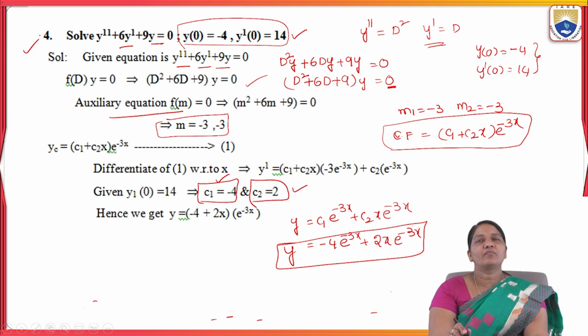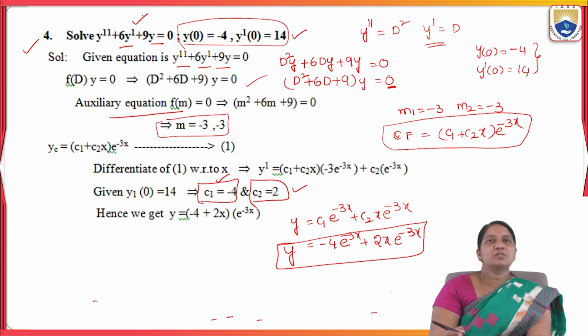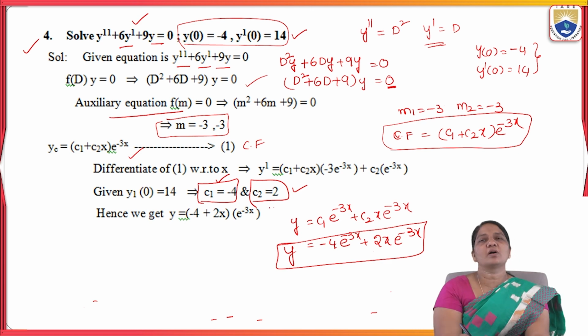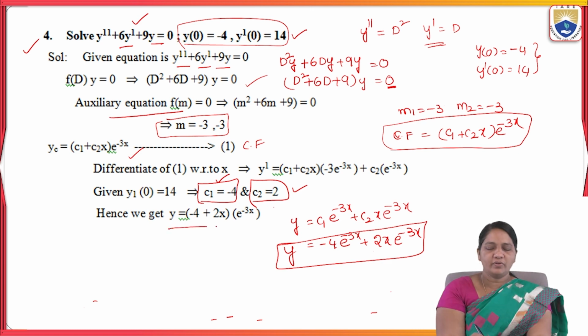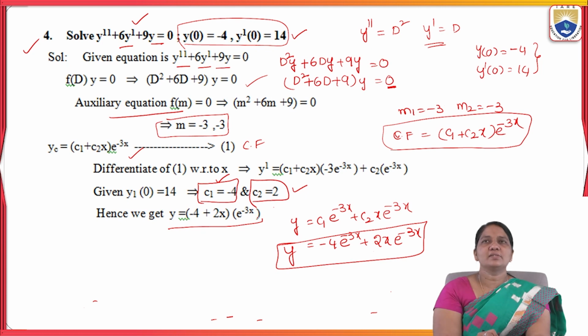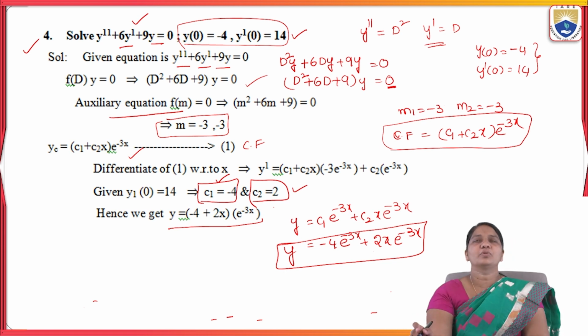So this is the difference between the previous problems and these problems. For the equation alone, (C1 + C2 x) e^(-3x) is enough for the solution. But if they give conditions, we have to substitute those conditions to get C1 and C2, the arbitrary constant values, and then we can replace them here to get the solution. This is the way to solve if they give conditions for the homogeneous equation. I hope you got clarity about homogeneous equations and how to solve the problems if conditions are given.